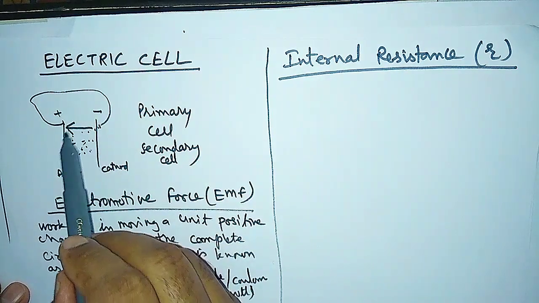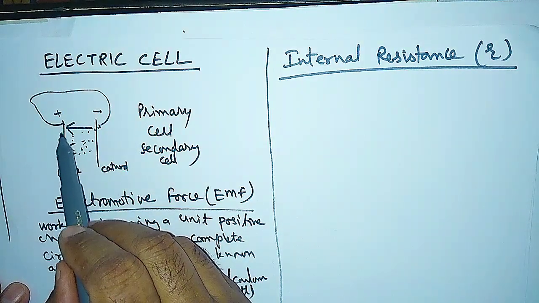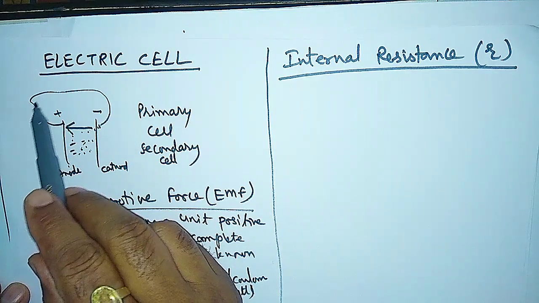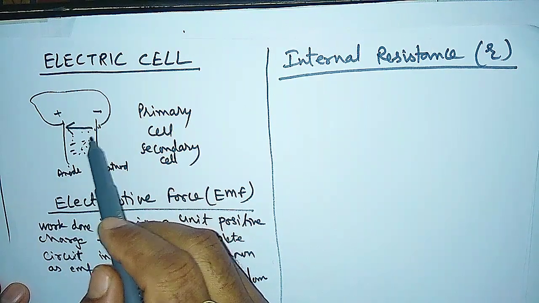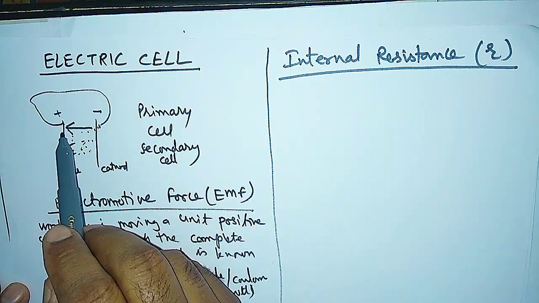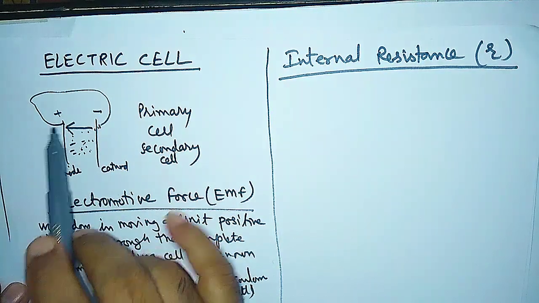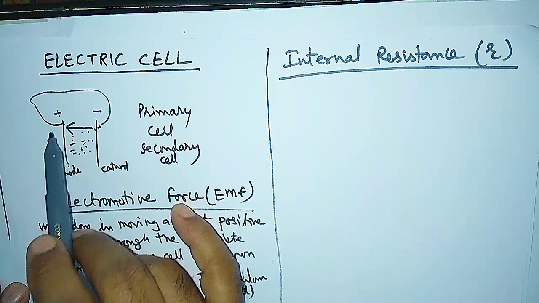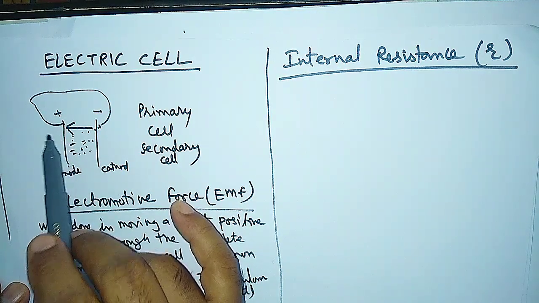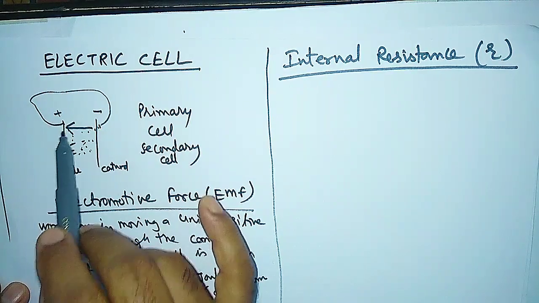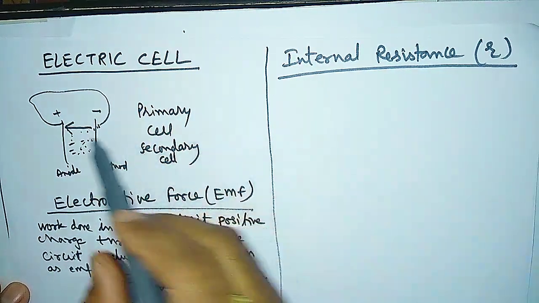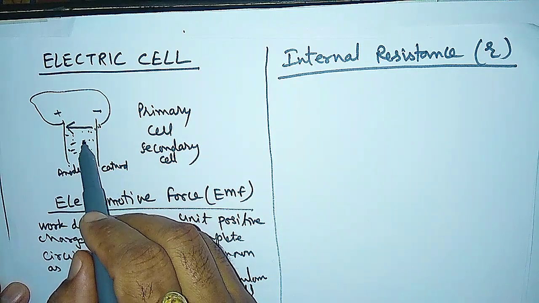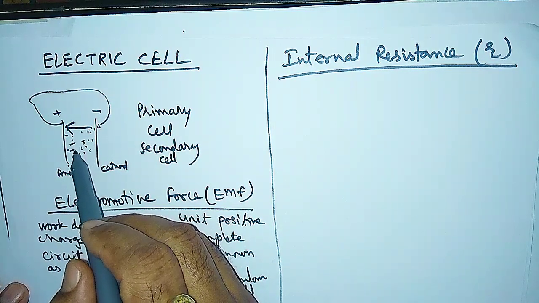Actually, in every circuit, the conductor provides resistance in the flowing of the charge inside the conductor. That is the obstruction in the path of flow of the free electrons. That is the external resistance given by the conductor. Now internal resistance is the resistance offered by the electrolyte inside the cell. So that's why it is the internal resistance.